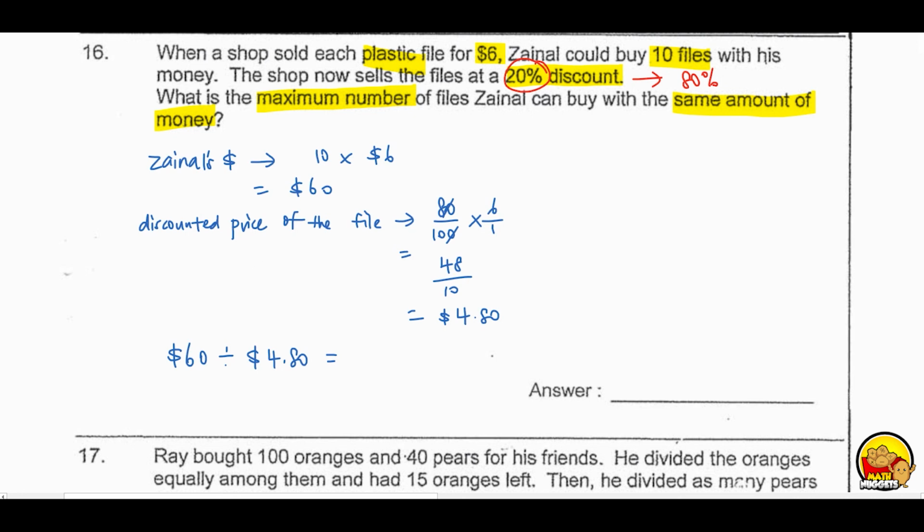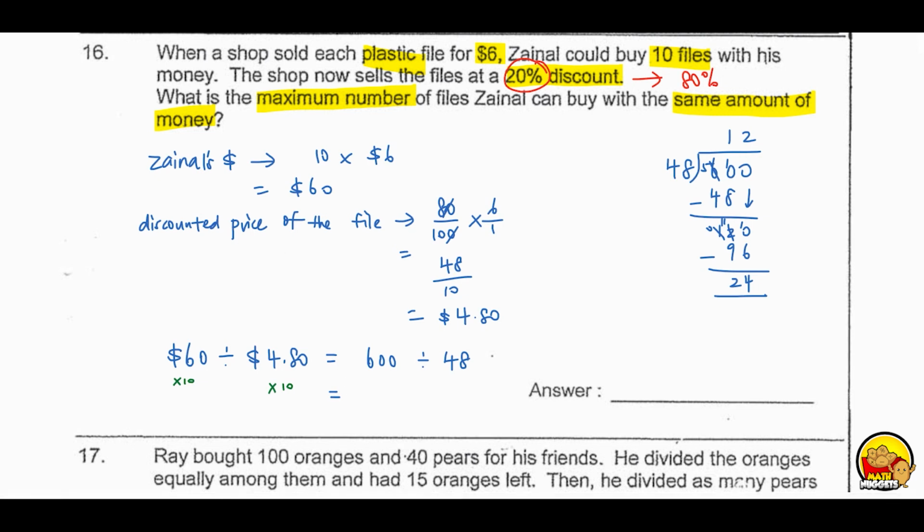So what we can do is to get rid of the decimal place. I'm going to multiply by 10 on each side. So this gives me 600 divided by 48. So perhaps we can still do a long division for this one. 148, if I subtract, I get 12, bring down 0, 120. I can only do 2. 2 times 48 is 96. No, wait. This is 24. Okay, so meaning we can only do, let me change the arrow, approximately 12. He can buy 12.